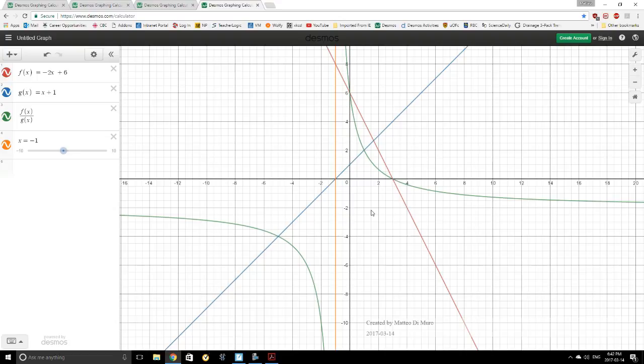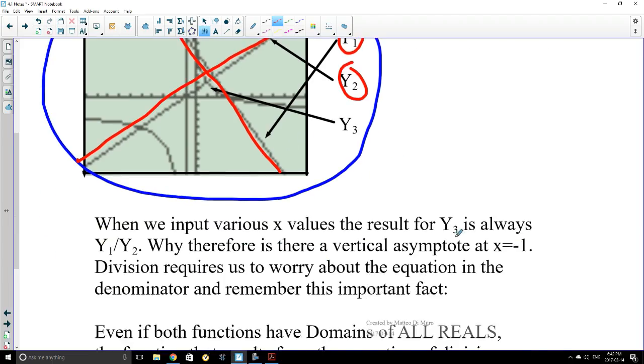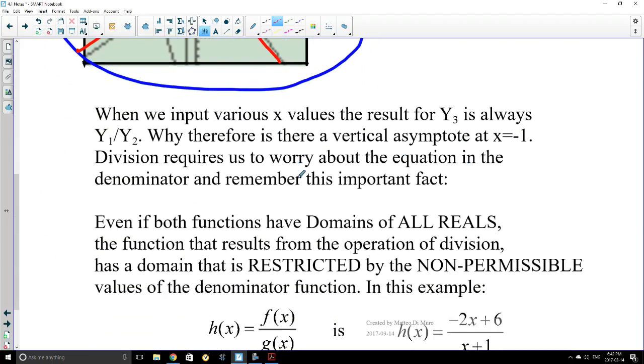And if we start talking about domain and range, it can get really hard really fast. Probably your best bet would be to look at it algebraically. So if we switch back to our notes, I can just read this out. We just notice that for various x values, your y values are going to be the y value of your first function divided by the y value of your second. So that explains our vertical asymptote.